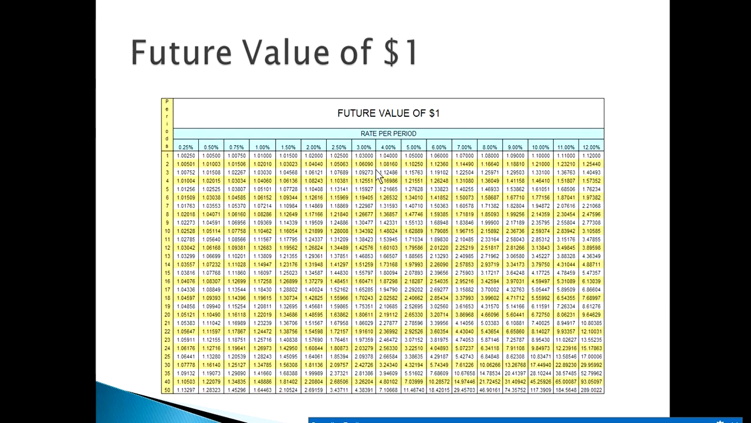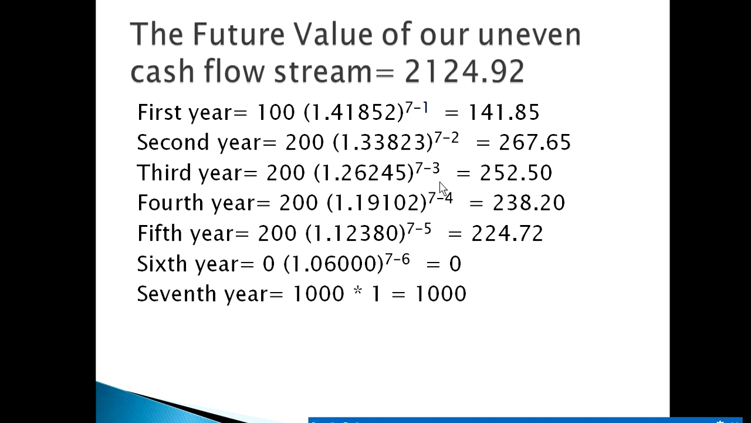And for the third year, we will use this number because we have deducted 3, which is the third year, from 7, the period of our investment. And after that, we sum all these values to get the future value for our unequal payments.